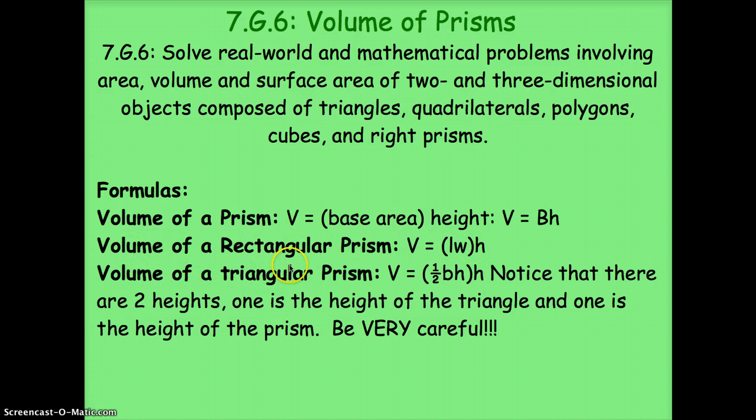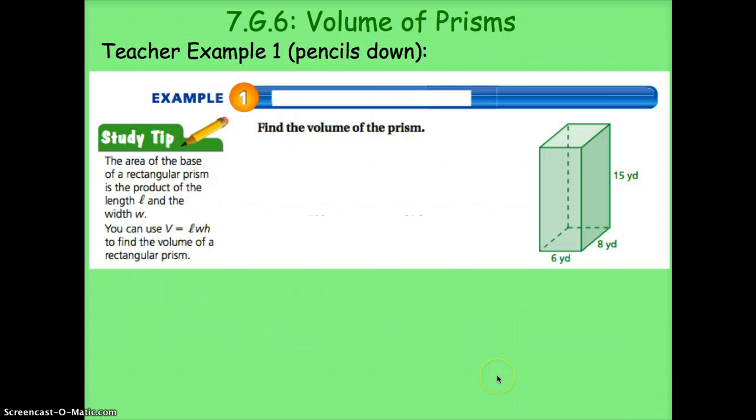Volume of a triangular prism, now we have to have the two h's. So volume equals 1/2 base times height. Notice that there are two heights. One is the height of the triangle, and one is the height of the prism. Be very careful. So I'm going to go ahead and show you that in two examples where we have these two different heights, and you want to watch out for that. So let's take a look at teacher example 1.